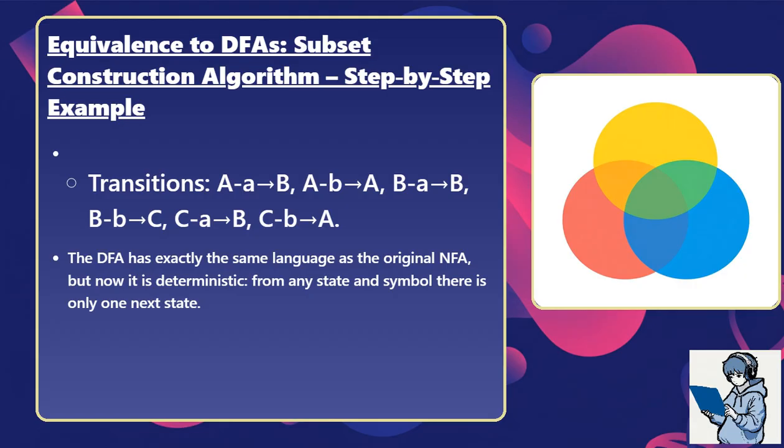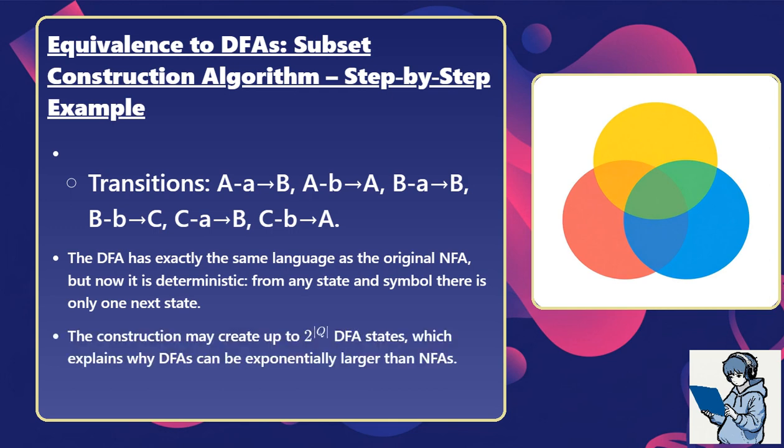The DFA has exactly the same language as the original NFA, but now it is deterministic. From any state and symbol, there is only one next state. The construction may create up to 2 to the power of the size of Q states for the DFA, which explains why DFAs can be exponentially larger than NFAs.